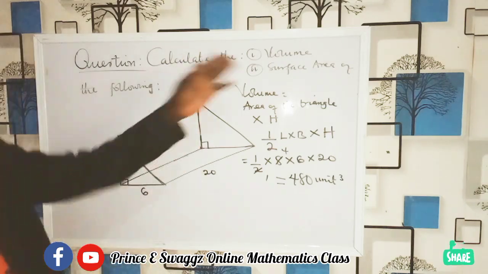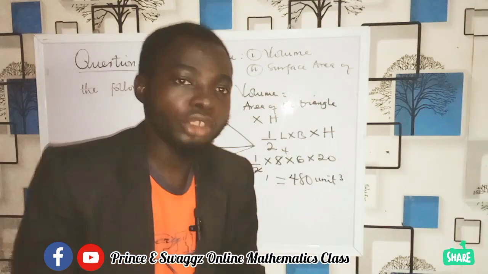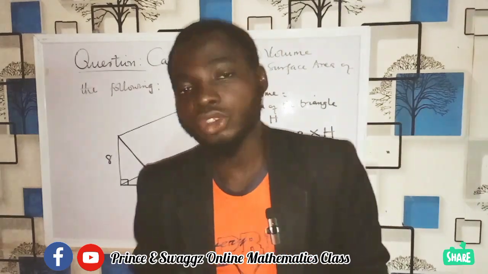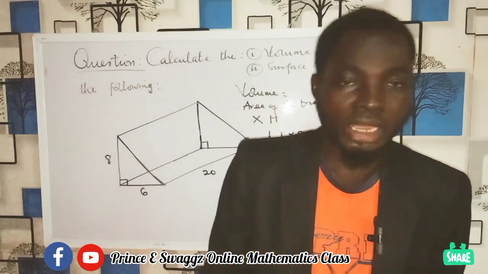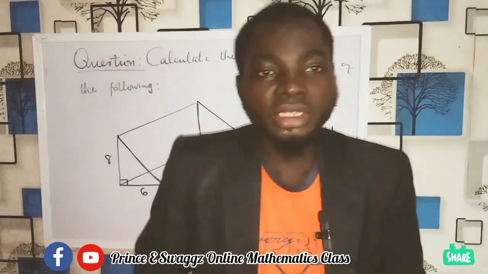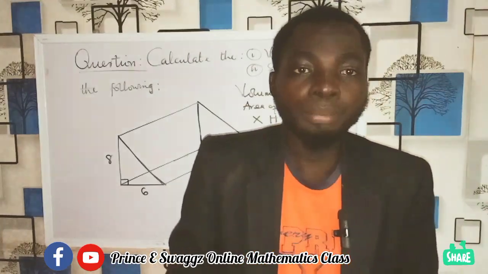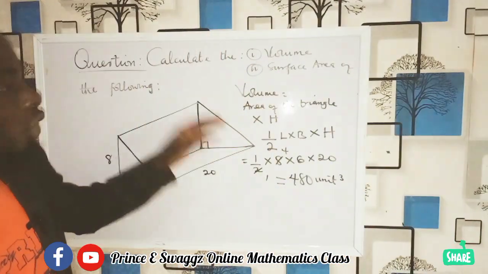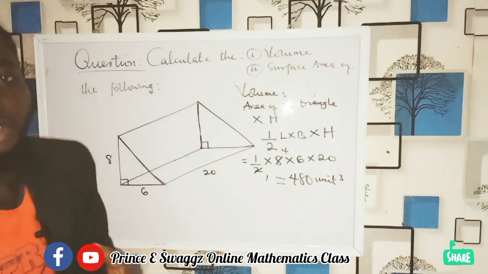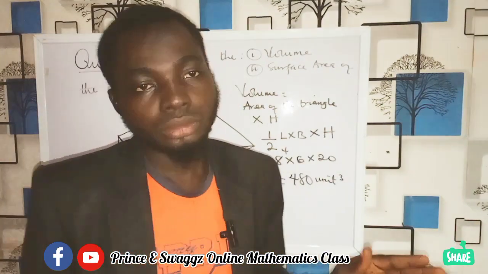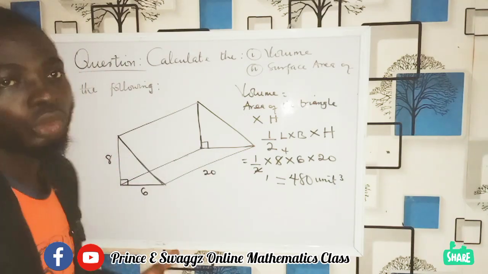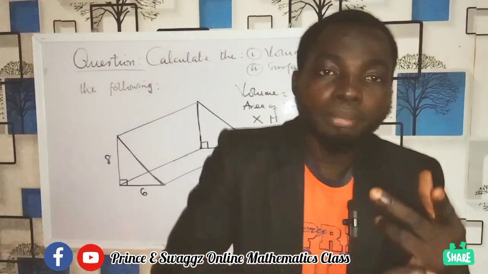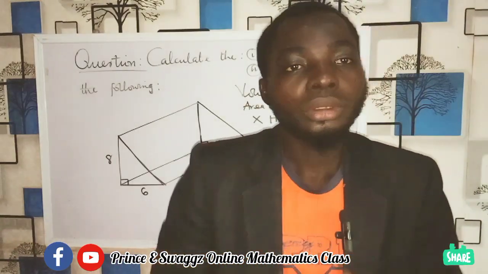So now, the next question is surface area. How do you get the surface area of a particular shape? To calculate the surface area of a shape is always the base area plus the curved surface area. But here we don't have a curved surface, so we call it lateral area. So we are going to do the base area plus the lateral area.